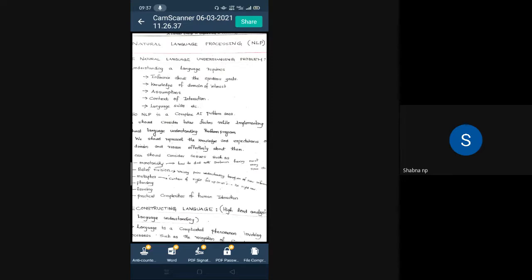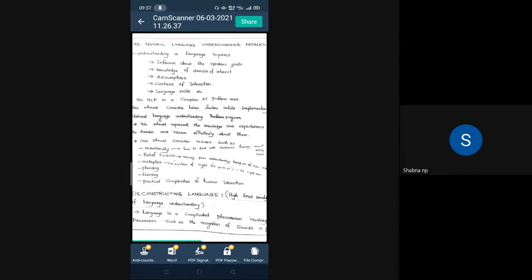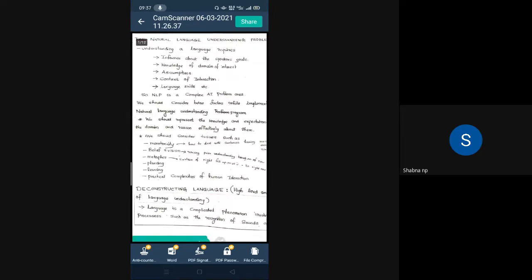Then belief revision, reversing prior understanding based on new information. Then metaphor. So what is metaphor? Sentences with the same meaning. For example, curtain of night fell upon us. It's the same as, it's night now. Both are the same. So we should consider how we can handle such sentences. Then planning, learning, and the practical complexities of human interaction, etc. So these are the issues we want to consider while writing a natural language understanding program.